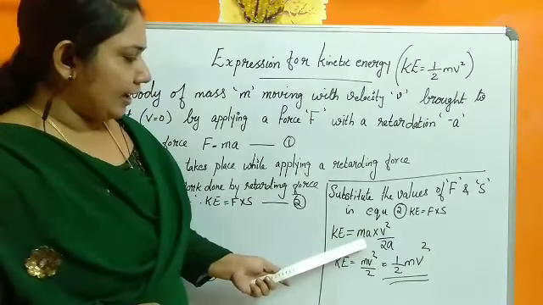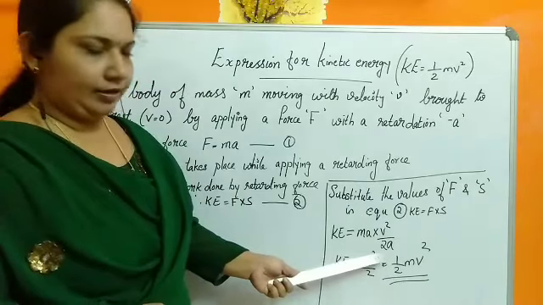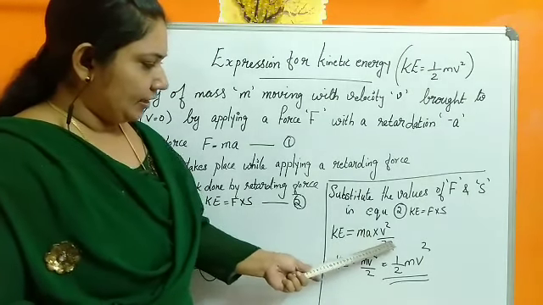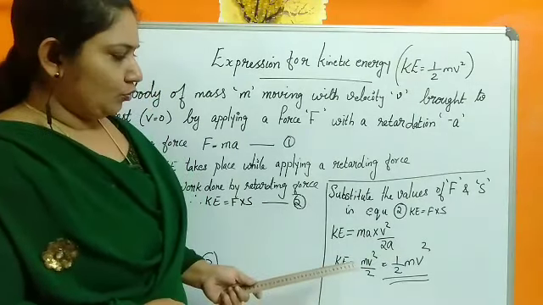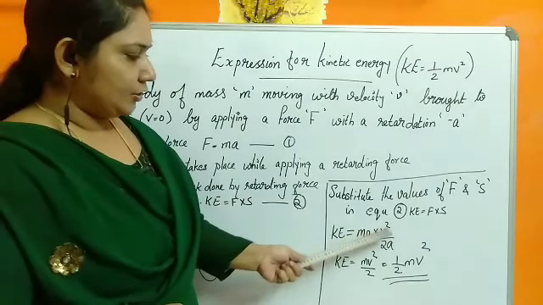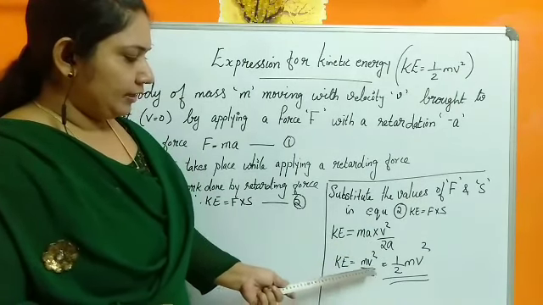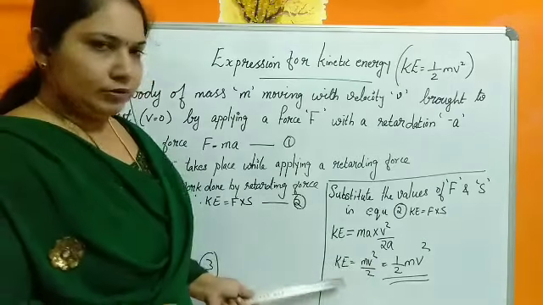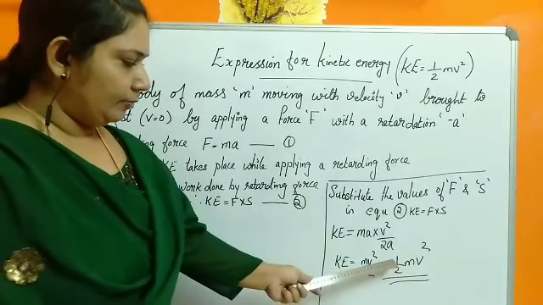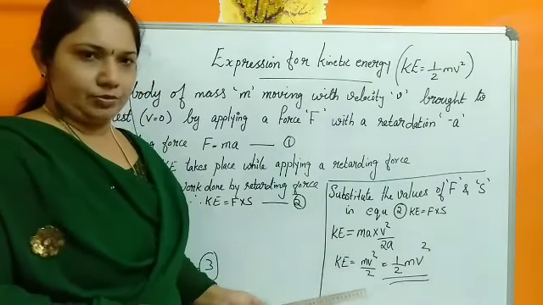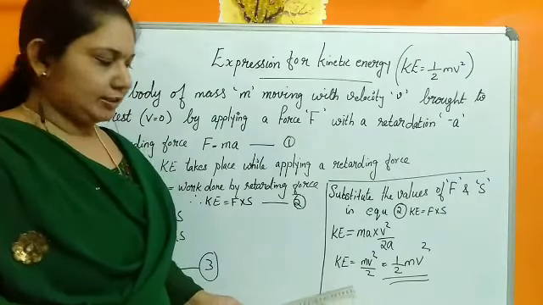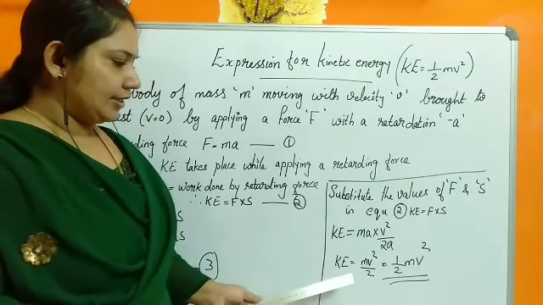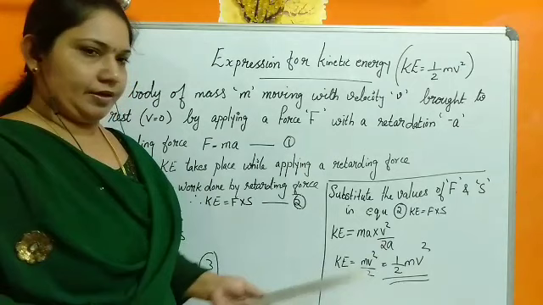So you will get kinetic energy is equal to force into displacement, that is, force is ma into v square by 2a. You can see here a and a get cancelled. So what is left? m v square by 2. I am just taking this divided by 2 outside, you know how to take it, so it will become half mv square. So this is the final expression: kinetic energy is equal to half mv square.